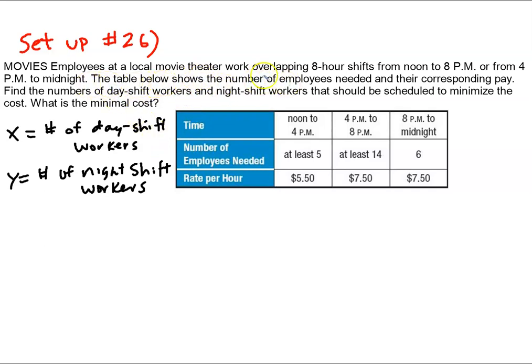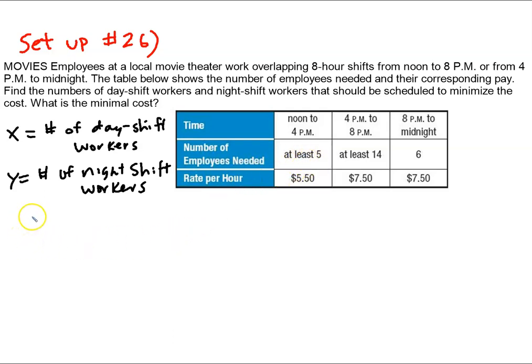At this theater, we have overlapping 8-hour shifts from noon to 8 p.m. and from 4 p.m. to midnight. And so a lot of our information is going to be taken from this table. So let's see, as far as strictly day shift workers, just the number of day shift workers, that's noon to 4. It looks like according to that, we're going to need at least 5.